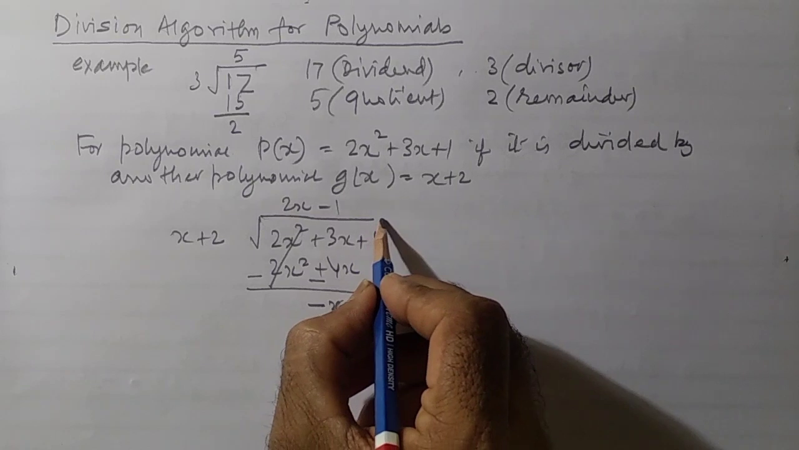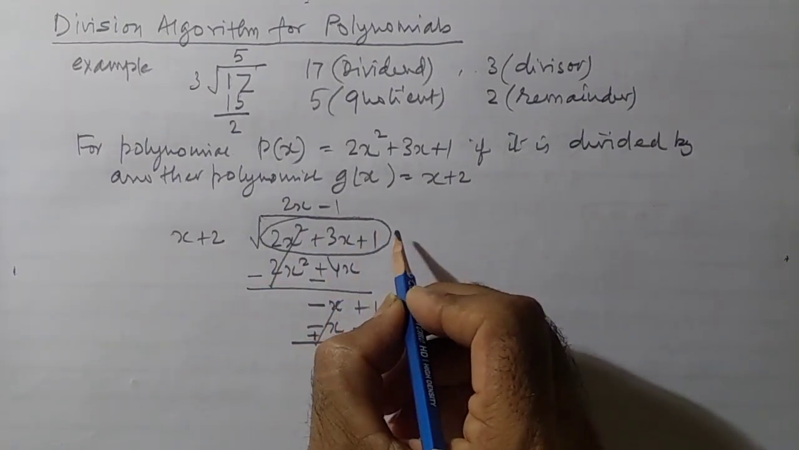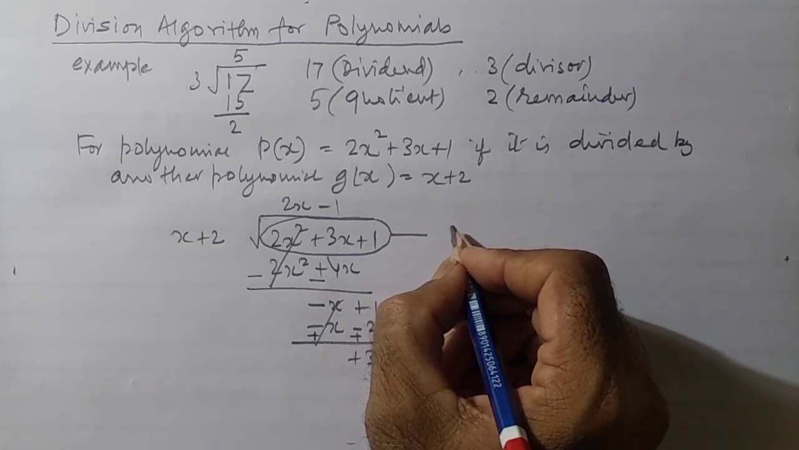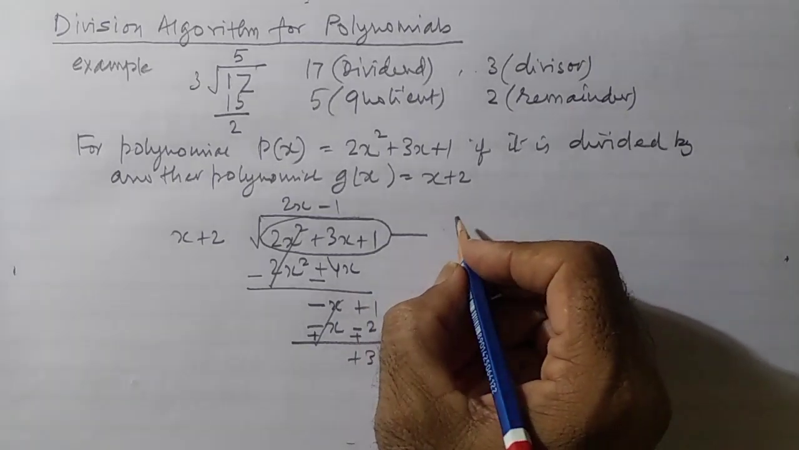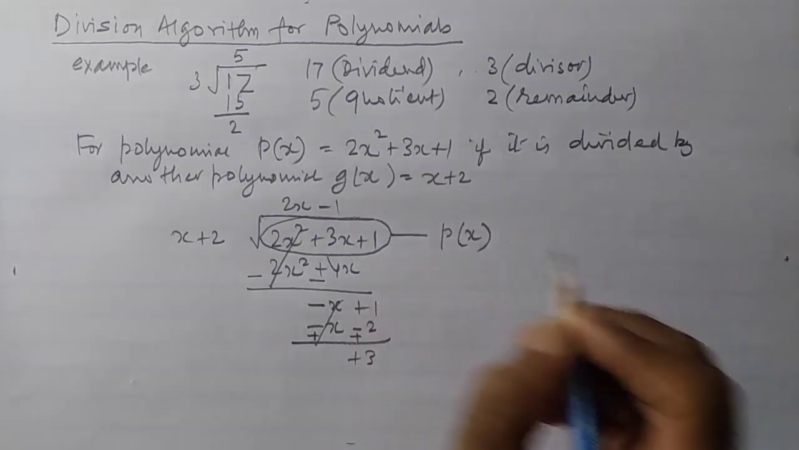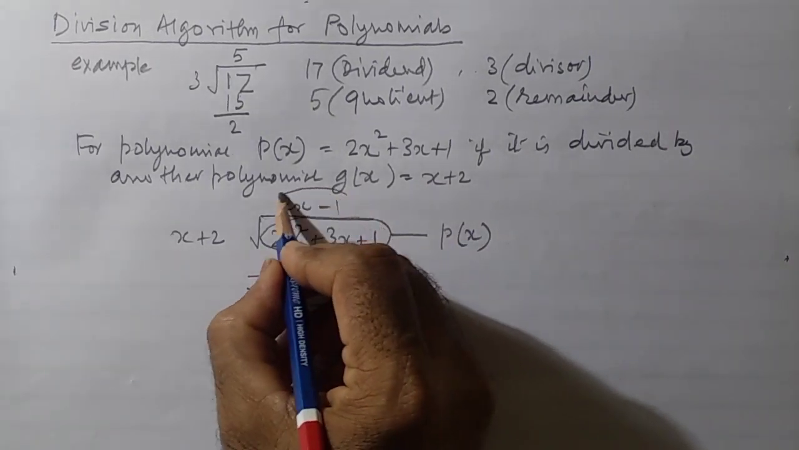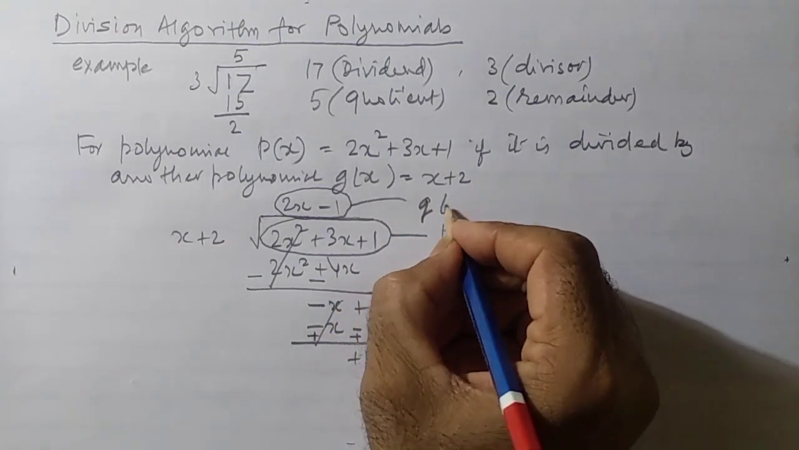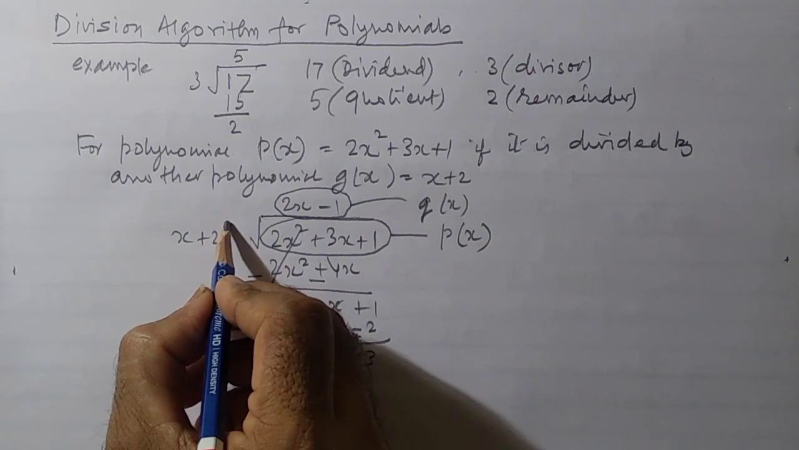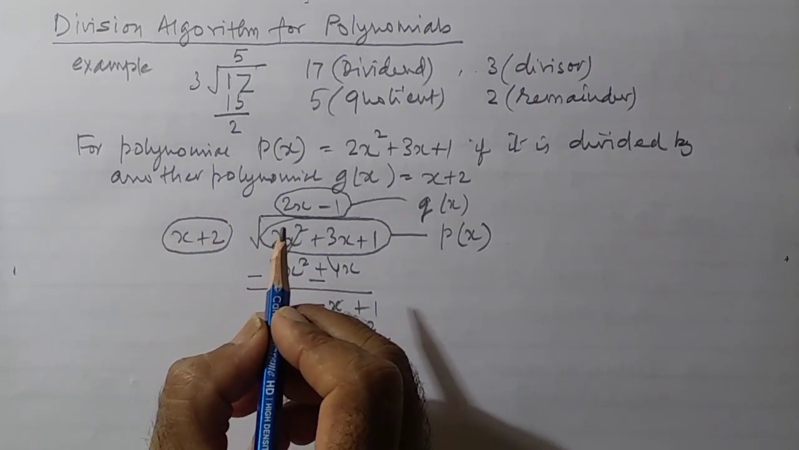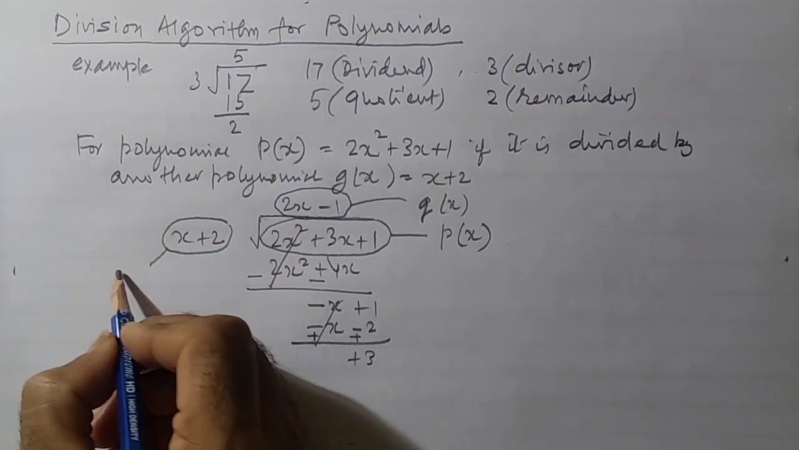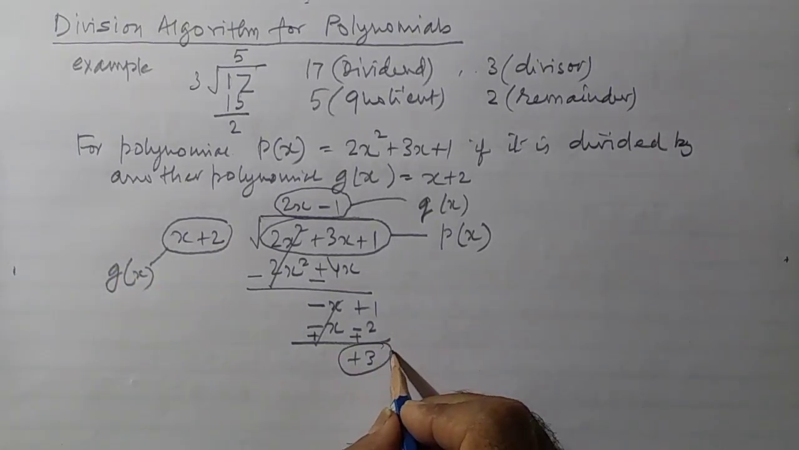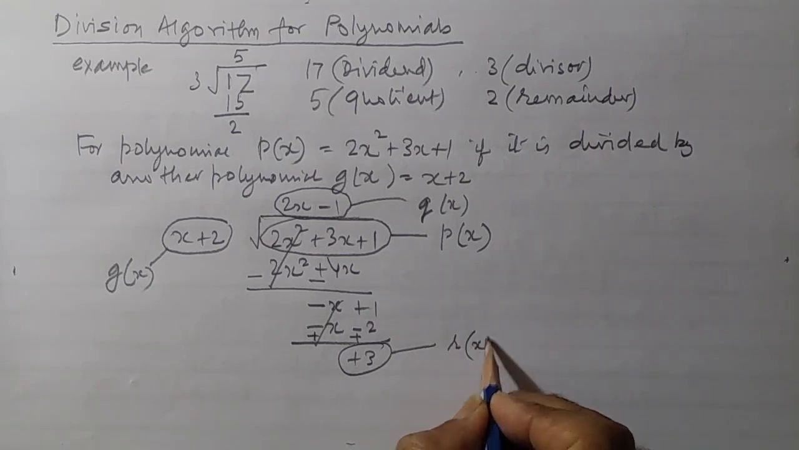Here, this is the dividend polynomial. Dividend polynomial we call p of x. This is the quotient polynomial we call q of x. This is the divisor polynomial g of x, and this is the remainder polynomial we call r of x.